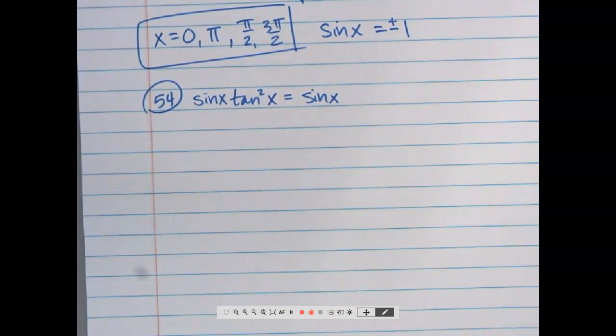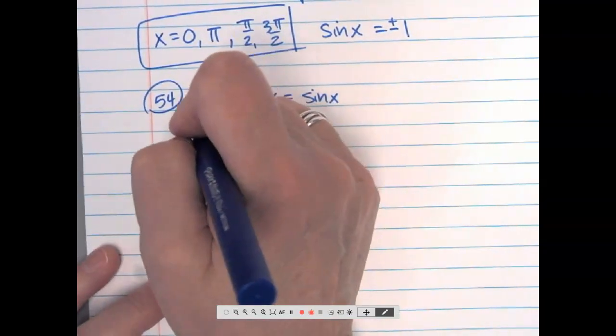All right. Sine, tangent squared equals sine. Baden, what do we do first? Subtract sine. Do not divide by sine.